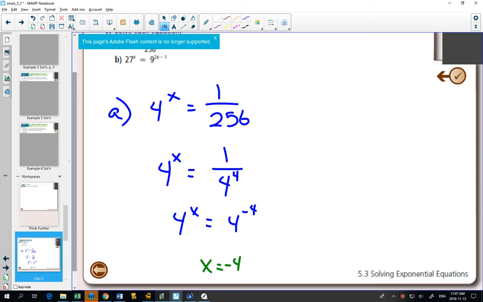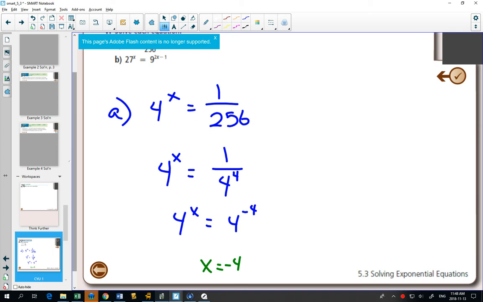Now, at this point in math, we're using logic. It makes logical, mathematical common sense that if 4 to the x equals 4 to the negative 4, then x has to be negative 4. When you flip a fraction, does the sign of the exponent always change? It's never the base. The base stays the same. It's just the exponent becomes negative when you move it from denominator to numerator, or vice versa. You can move something from the numerator down to the denominator.